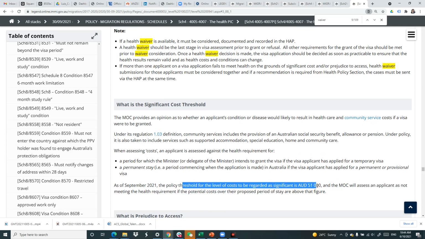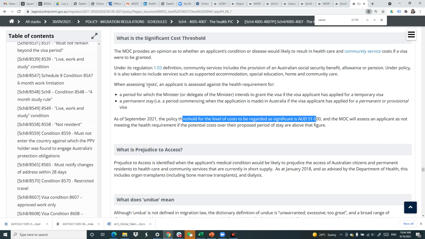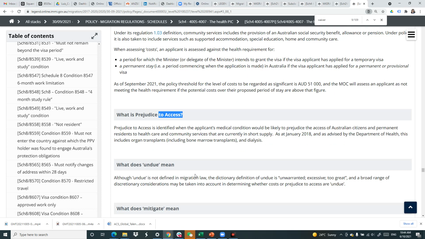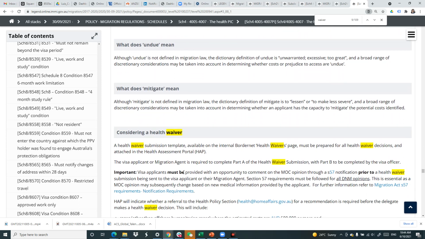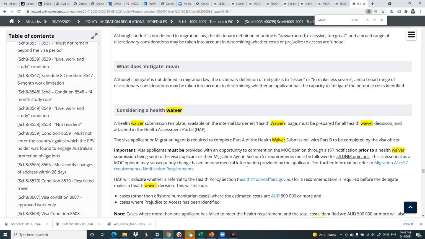If the candidate is applying for a permanent visa, the duration should be calculated not as life term. It's actually 10 years. So, will the patient cost the Australian Medicare system more than 51,000 in a 10-year period? Then we will address the cost and prejudice. We will need to address them. And considering a waiver, this is actually a normal process. Although it's quite difficult because it's not something experienced every day. The waiver has to be done. And if we have a waiver clause for that subclass, it's actually a good thing because we have an opportunity.